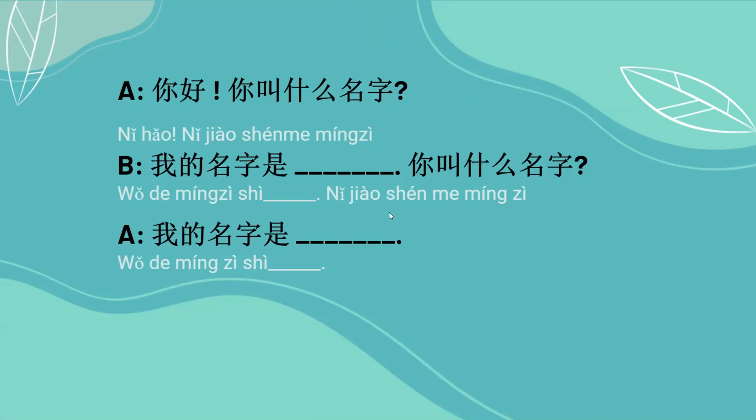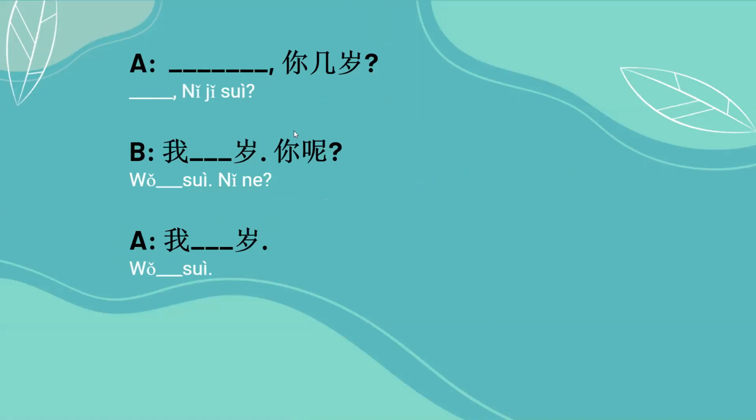So that'd be exchanging names. And then if we continue here, I'll be Allison, 你几岁? So I'll be asking her age. 我15岁，你呢？ 我15岁. So we're both 15. So now we know each other's name and age from that dialogue. If you have any questions, feel free to leave it in the chat.